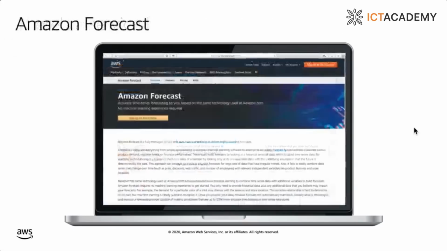Okay, and one more: Forecast is another AI service, a simple service that a developer without knowledge of machine learning, or a beginner, can use to accurately forecast, based on the same technology Amazon.com uses. Something like, I've got these hand sanitizers that would be required in the upcoming week.